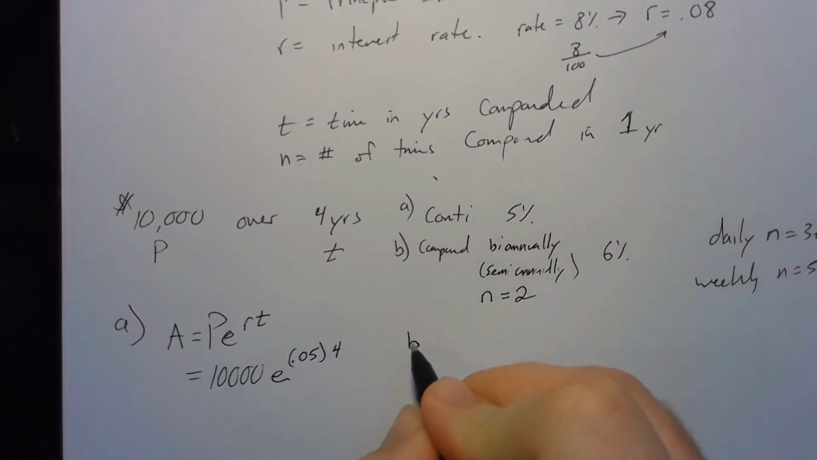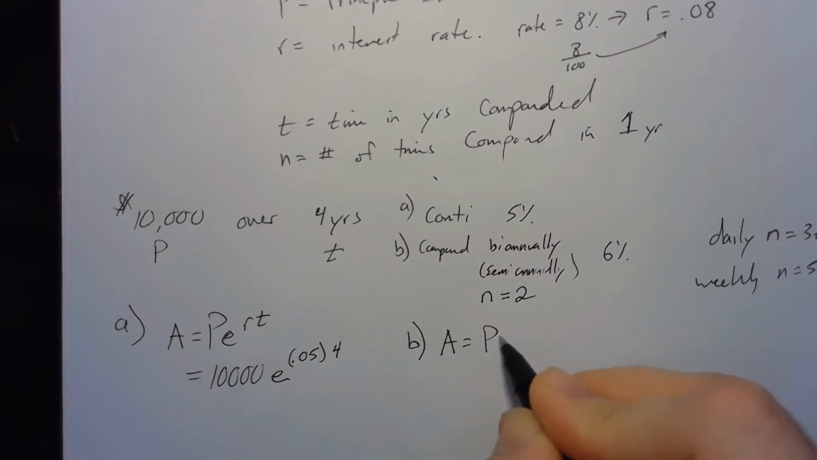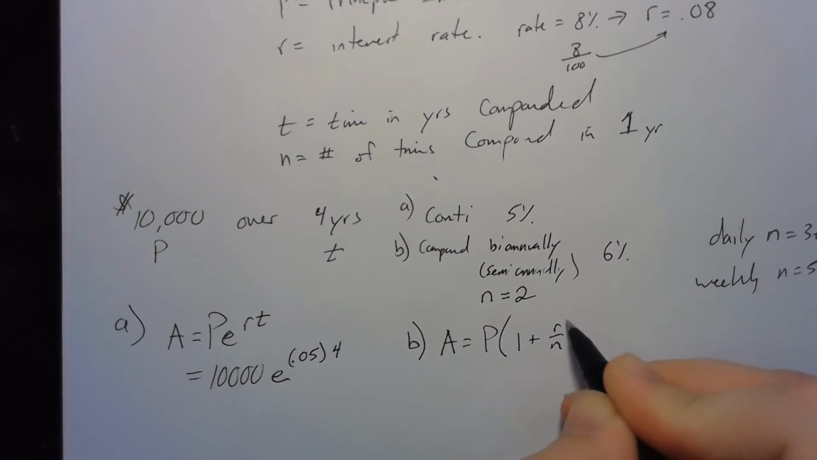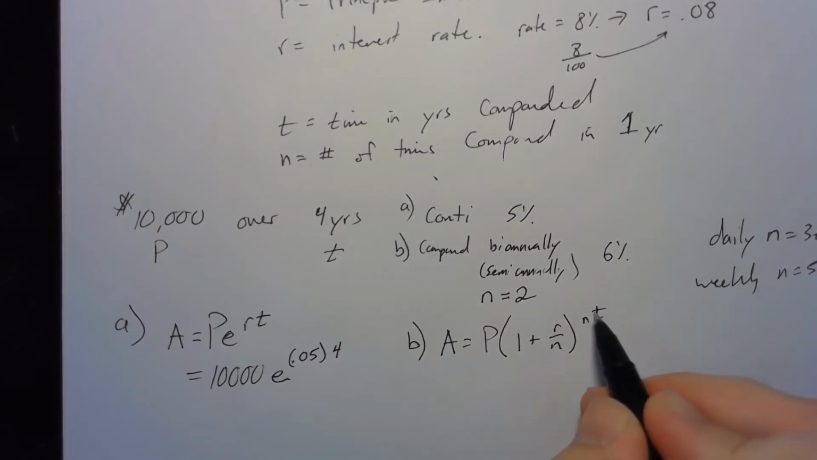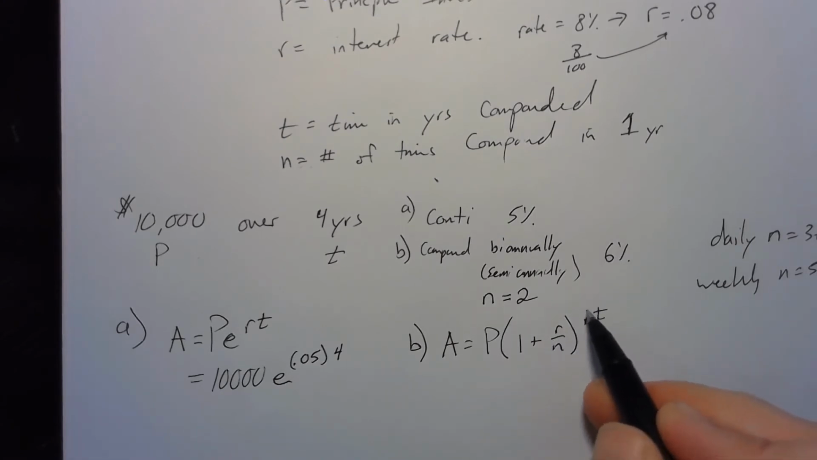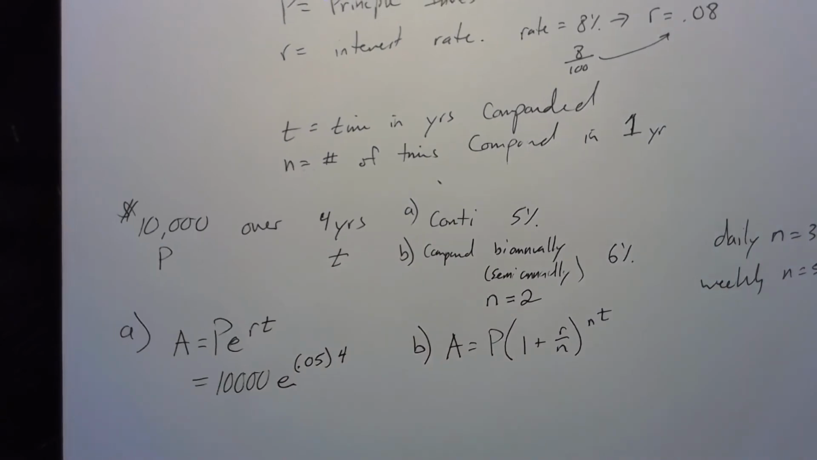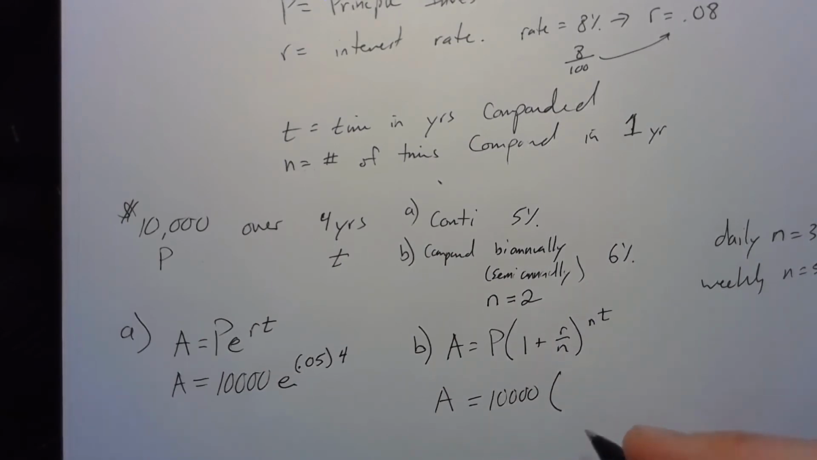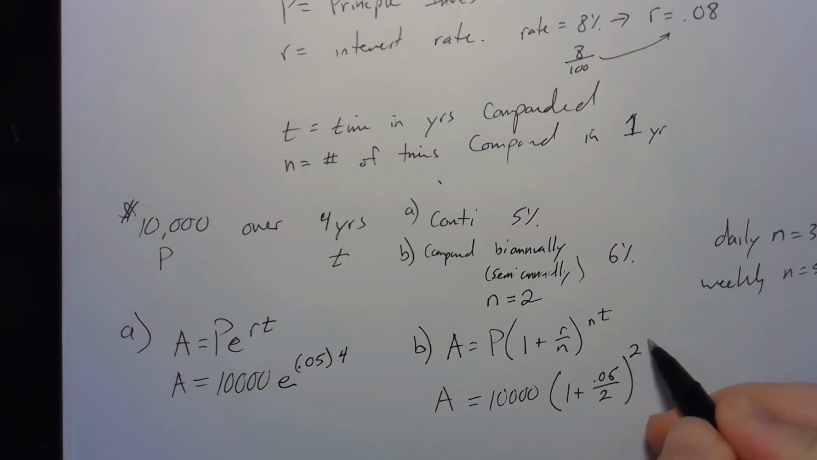For part B, I'm going to do the exact same thing, but this time I'm using this formula. Be very careful, that's R over N and N to the power of T. When I plug everything in here, the only change is that I have an N value that doesn't exist in the continuously compounded function, and N is 2. So A is the amount that I'm going to end with. My principal P is still 10,000. I have 1 plus my rate, 0.06, not 0.05, over N. N is going to be 2. Up here I'm going to have 2 times T, and my T is 4.